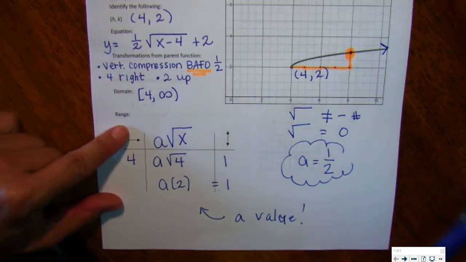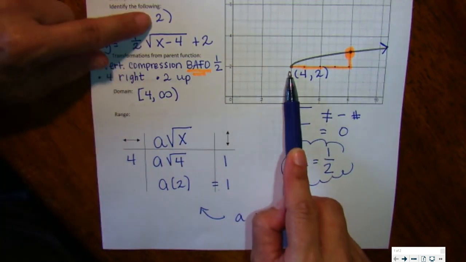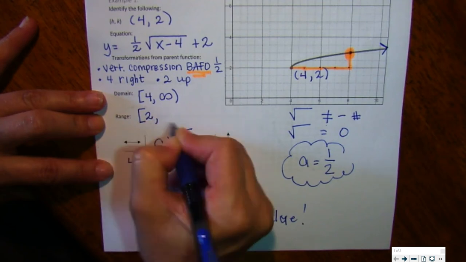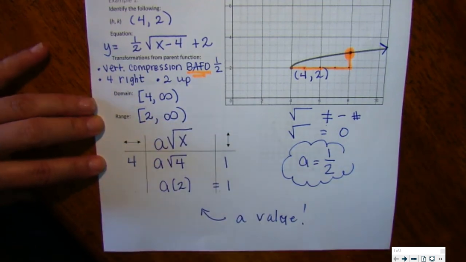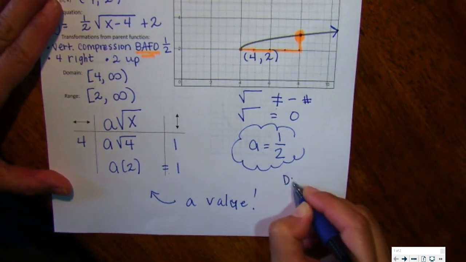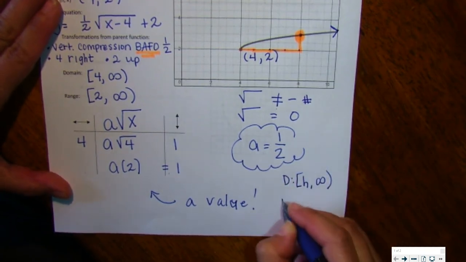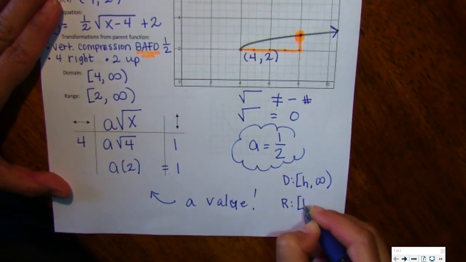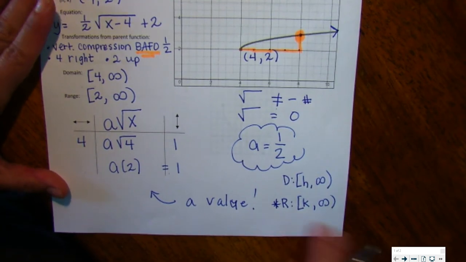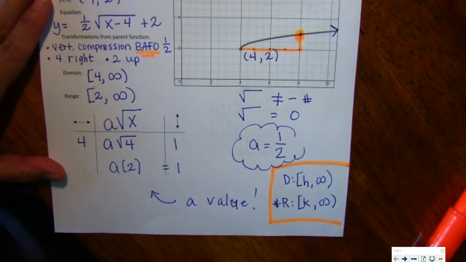And for your range, it's going to start right here at the 2, which is the K value. And we do include the 2, and that goes to positive infinity. So down here, please make a note that the domain is always going to be the H value to positive infinity, and the range is always going to be the K value to positive infinity. But I'm going to put a little asterisk there because that's going to change if you have a vertical reflection. Take good notes on that.